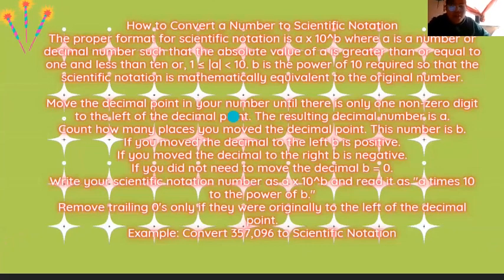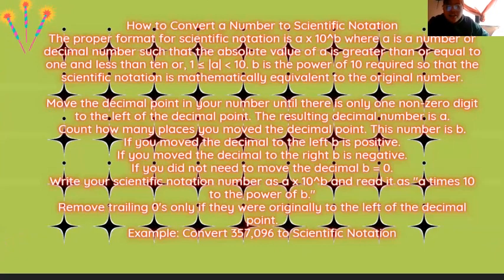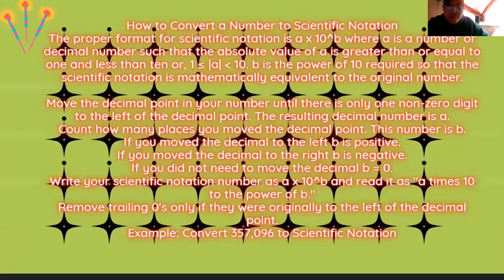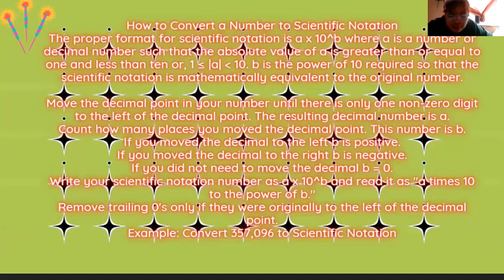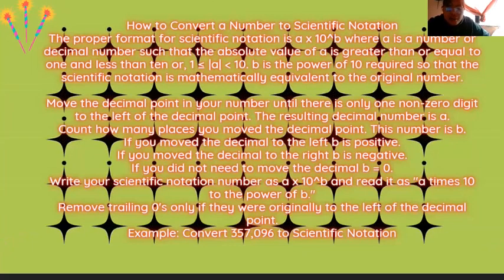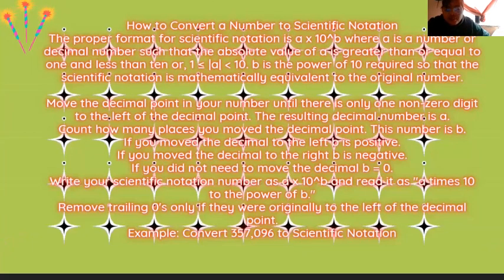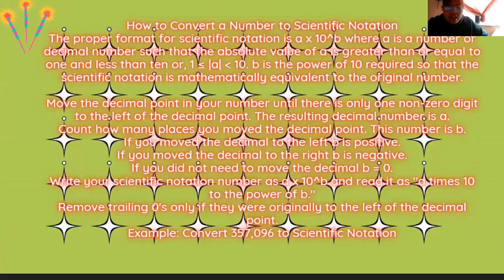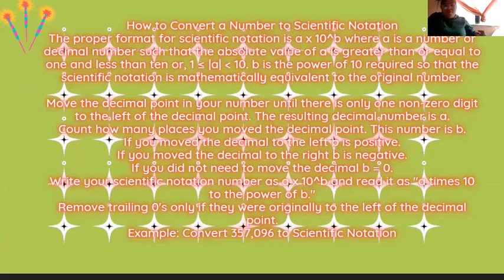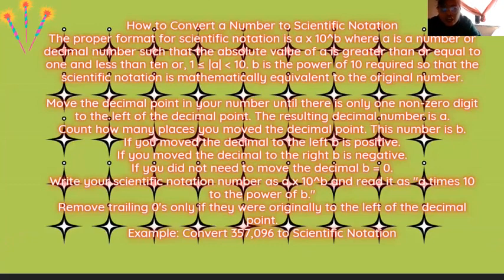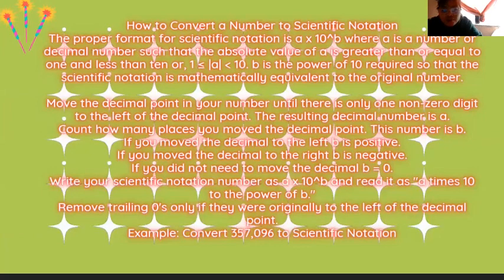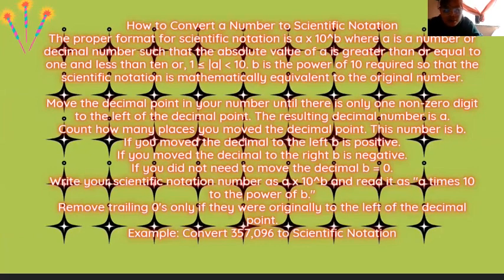Move the decimal point in your number until there is only one non-zero digit to the left of the decimal point. The resulting decimal number is a. Count how many places you move the decimal point. This number is b. If you move the decimal to the left, b is positive. If you move the decimal to the right, b is negative. If you did not move the decimal, b equals 0.